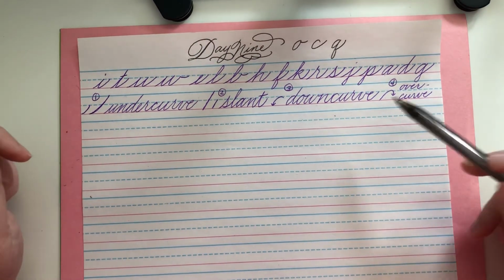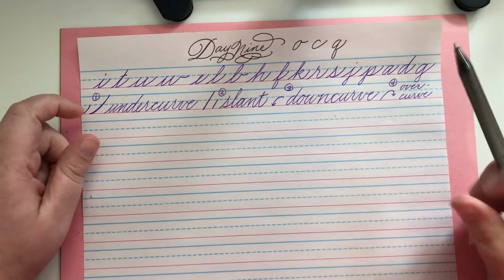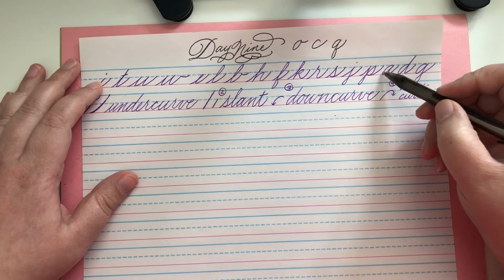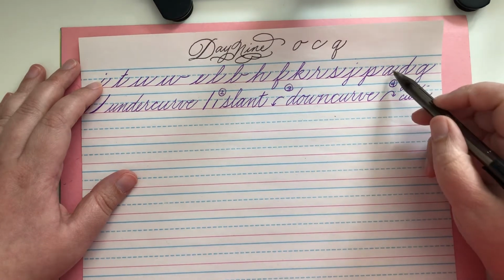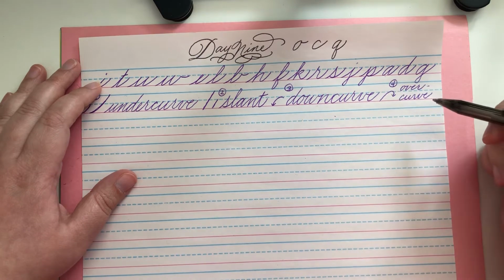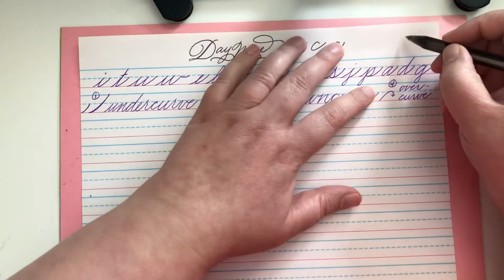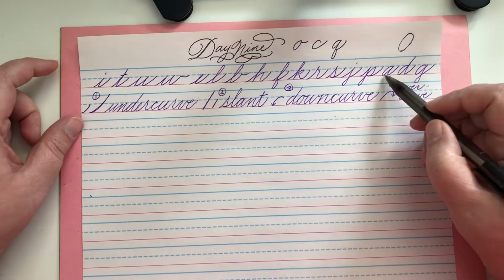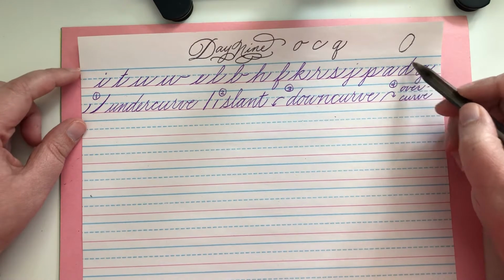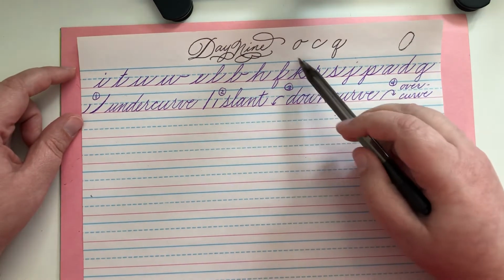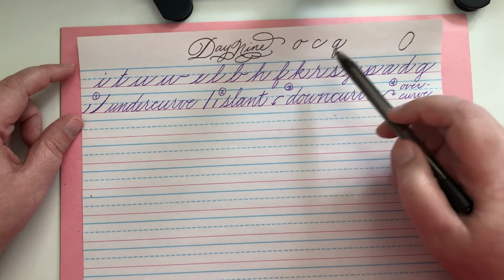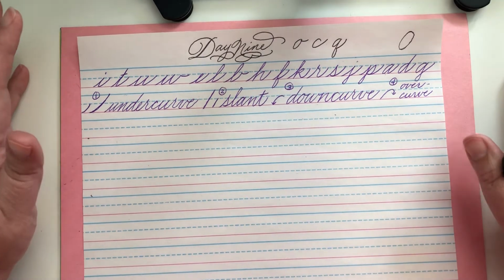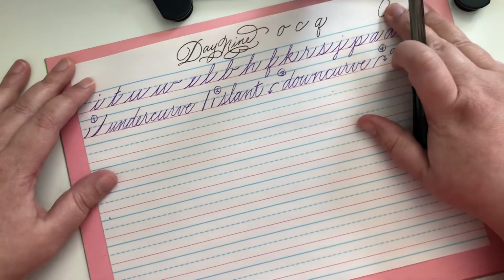Today we're going to continue with our down curve letters. Yesterday we learned the A, the D, and the G, where we down curve, undercurve. Because the down curve and the undercurve are based on the ellipse, remember, the oval on its side, we got ovals when we down curved and undercurved. Today we're going to do the O, the C, and the Q. And then after today, you'll only have 6 more lowercase letters to learn.